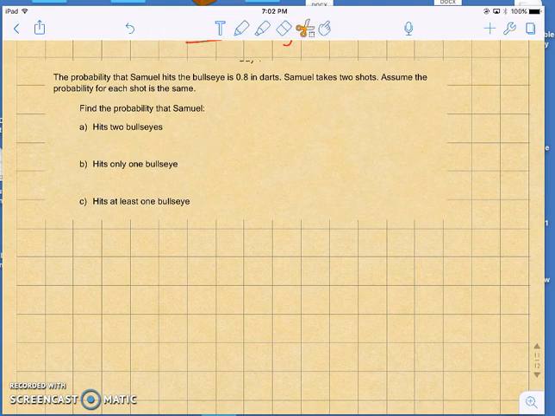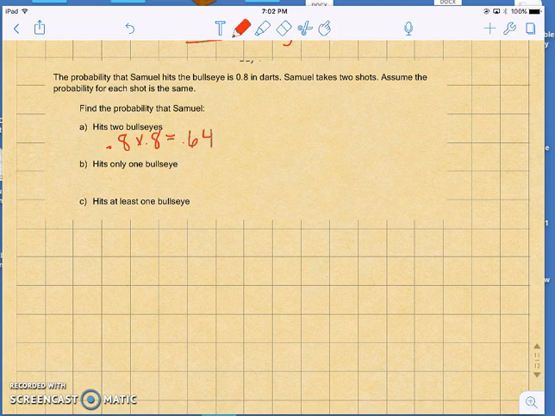The probability that Sam hits a bullseye is 0.8 in darts, so 80% in darts, and he takes 2 shots. Assume the probability for each shot is the same. What is the probability that he hits 2 bullseyes? Well, that's pretty easy. 0.8 times 0.8, so that would be 0.64.